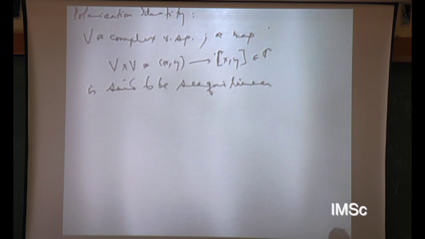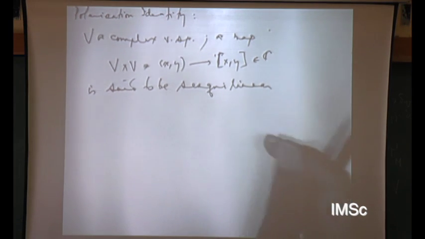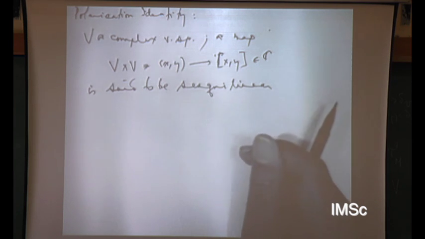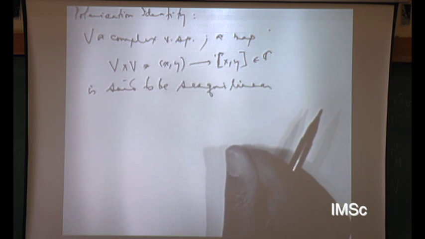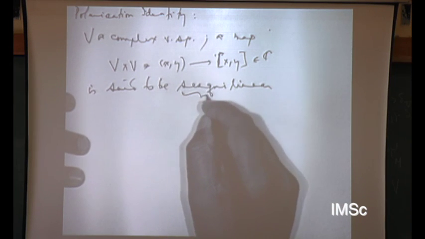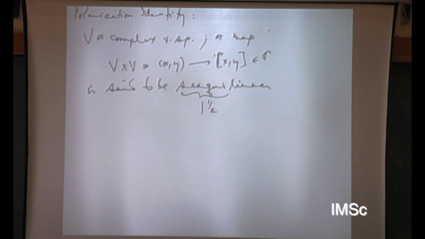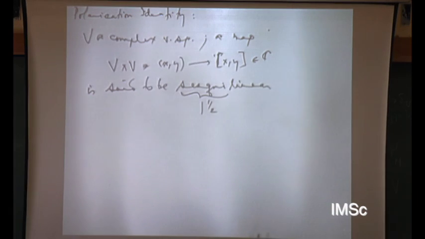Okay. How many of you know this word? How many of you do not know this word? Okay. Sesqui means really 1.5. So it is a function of two arguments. It is 1.5 linear, means it is kind of linear in the first variable and half linear in the second variable.